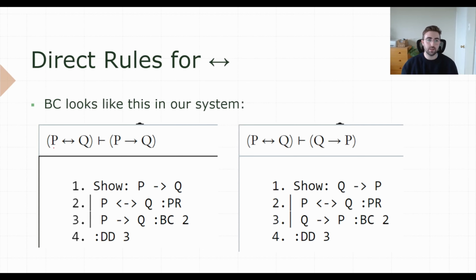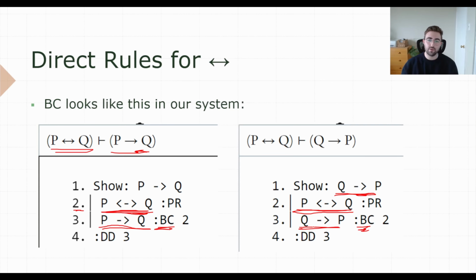So in our system, it'll look something like this. So you have P if and only if Q. You want to show if P then Q. Well, from the premise, P if and only if Q, you know you can get if P then Q by using BC on the line where you have the if and only if, which in this case is line 2. And you can also do it the other direction. So if you want to show if Q then P, and as a premise you have P if and only if Q, then we know from our rule that you can get if Q then P by using biconditional conditional on line 2, right? You can break it down either direction.